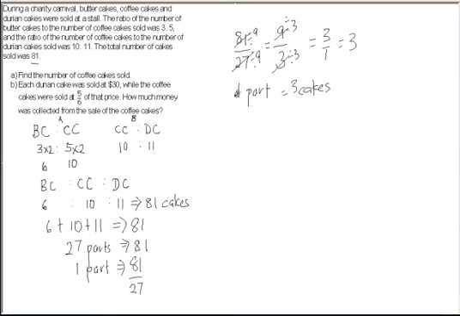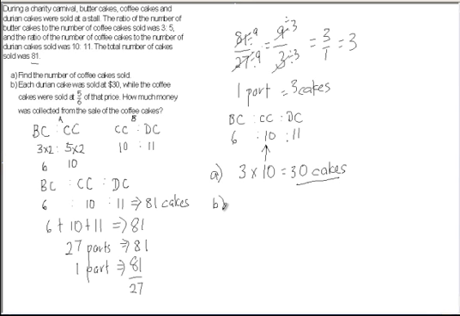Going back to the equation, butter cake, coffee cake and durian cake, 6 is to 10 is to 11, and we know that one part is equal to 3 cakes. So coffee cake is 10 parts. Here we just multiply 3 by 10 and we get 30 cakes. This is your answer for part A, the number of coffee cakes sold.